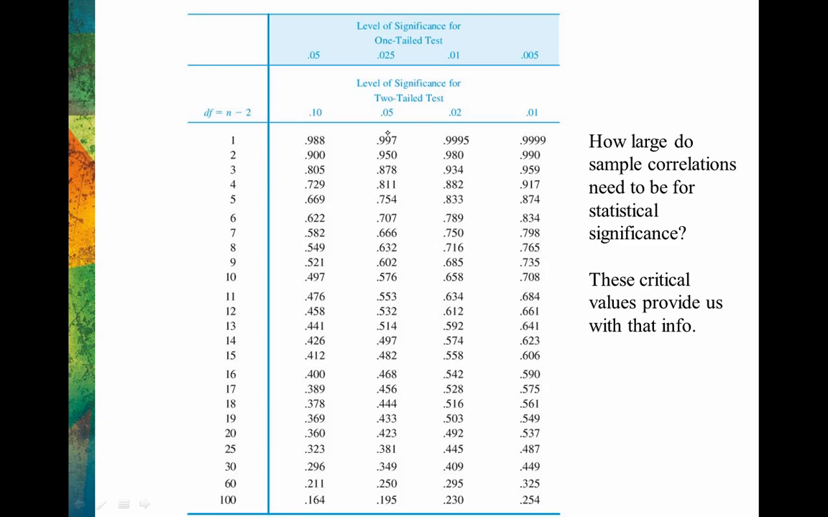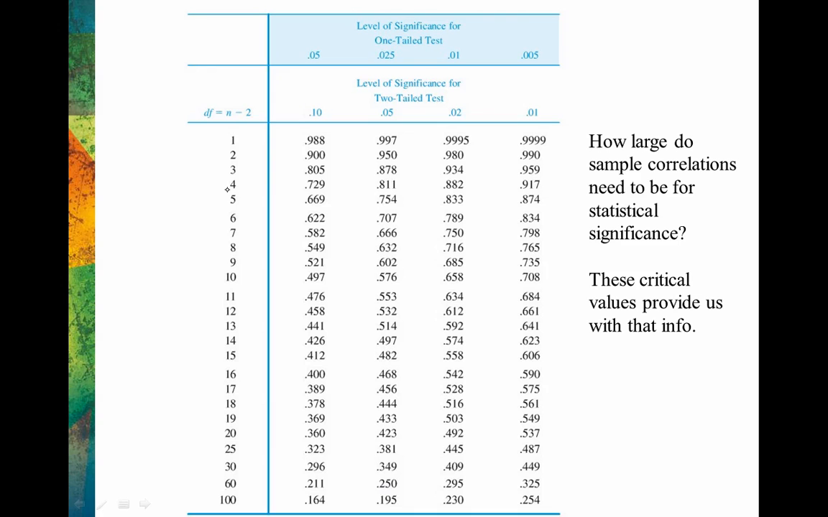Well, in this particular case, we have to compute something that's known as degrees of freedom first. For degrees of freedom, we just take the number of people who we measured and subtract 2, in this particular case with correlations. In this example, we measured, I think it was, 6 people in our sample. 6 minus 2 would be 4 degrees of freedom.